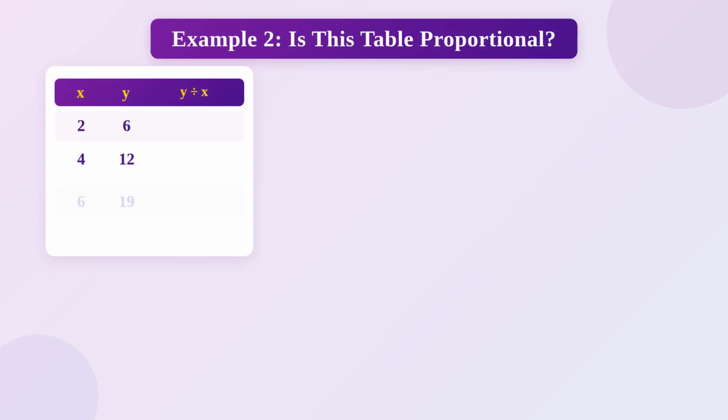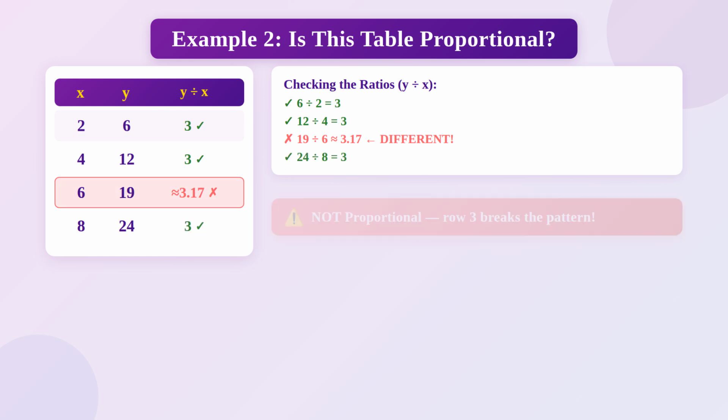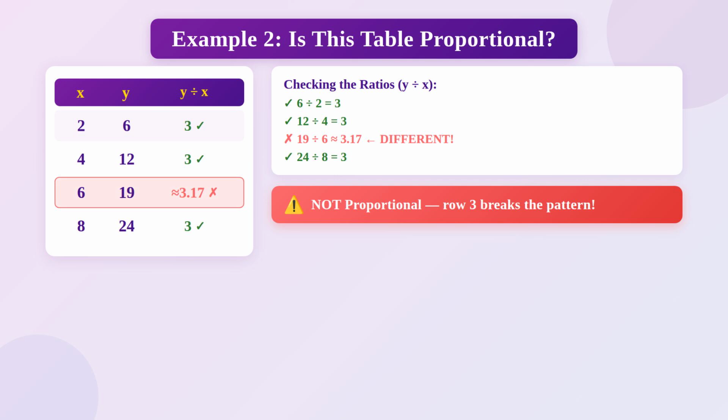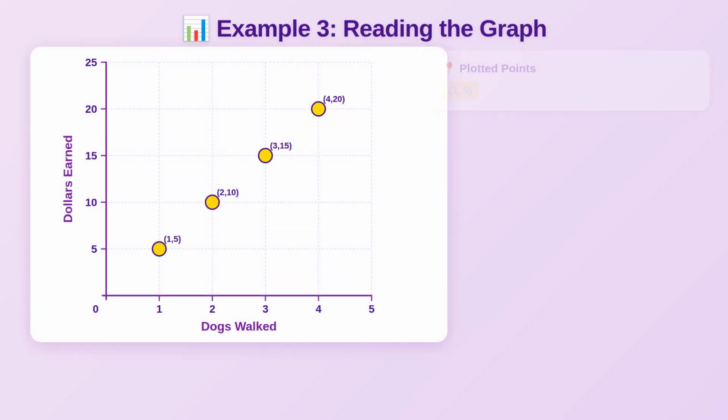Now Maya's friend Jordan has a table too. His x values are 2, 4, 6, and 8, and his y values are 6, 12, 19, and 24. Let's check the ratios. Row 1, 6 divided by 2 equals 3. Row 2, 12 divided by 4 equals 3. Row 3, 19 divided by 6. That gives us about 3.17, which is not 3. Row 4, 24 divided by 8 equals 3. Row 3 breaks the pattern. Since the ratios are not all equal, this table is not proportional. Jordan must have made a mistake. That y value should be 18, not 19.